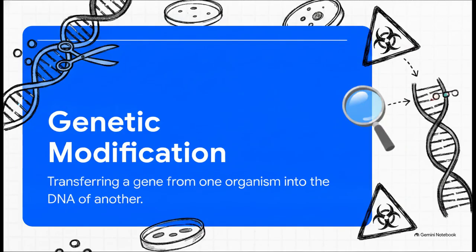Okay, let's establish our baseline definition so we're all on the same page. We are talking about literally moving the biological blueprints of life from one living thing to another. So genetic modification is the transfer of a gene or a specific section of DNA from one organism into the DNA of another organism. Think of it quite simply as a biological cut-and-paste job.